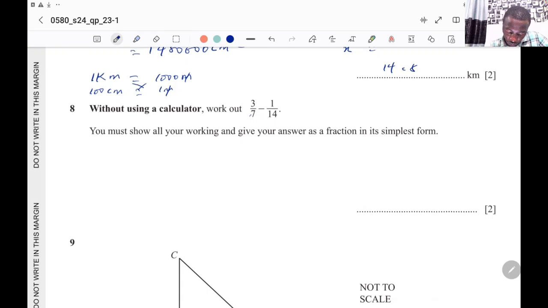Without using a calculator, work out this value. You must show your working. Give your answers as a fraction in the simplest form. First of all, we pick out our LCM. I have 3/7 minus 1/14. My LCM is 14. When 7 goes into 14, I have 2. 2 times 3 gives me 6. Minus, when 14 goes into 14, I have 1. 1 times 1, I have 1. So finally, my answer is 6 minus 1, which gives me 5/14.